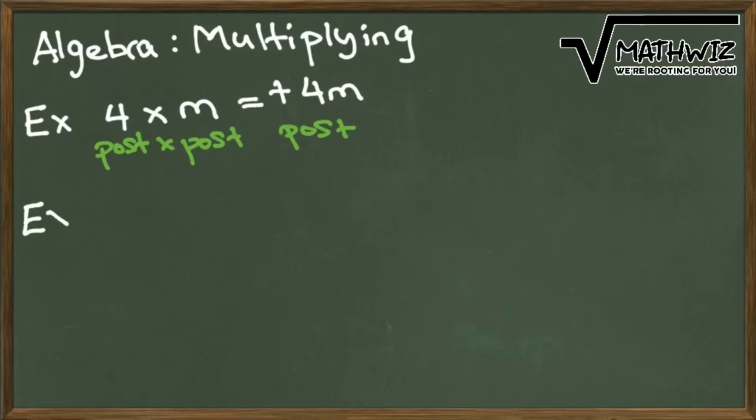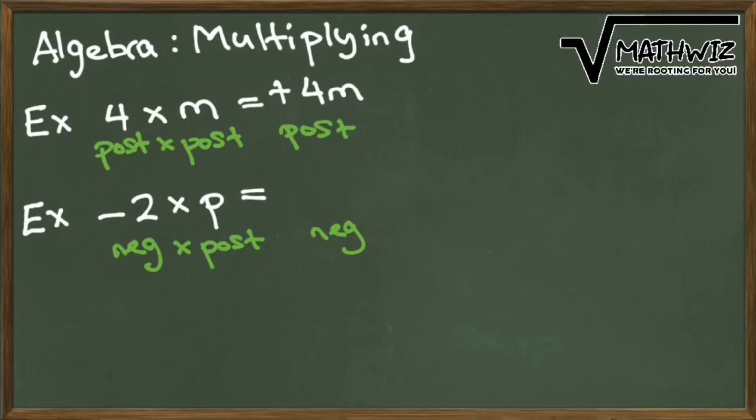Let's go with another example. So let us say we have minus 2 or negative 2 multiplied by p, right? The first thing we'd want to do is to note the sign. So we have a negative multiplied by a positive, and according to the rules, we should get a negative. Then the same thing applies. 2 times p is going to give us 2p.